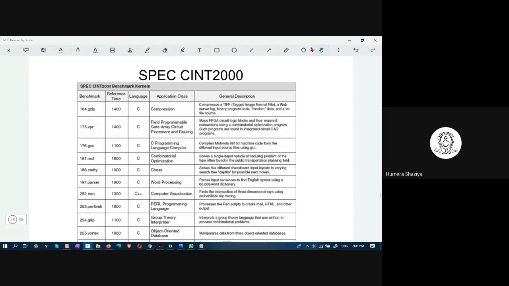Look here, this is SPEC CINT2000. What is the benchmark? 164.gzip. The reference time is 1400. And what is the language? The code was written in C language. And what is the task purpose of this? It is compression. And the description is it compresses a TIFF, a web server log, binary program code, random data, and a tar file source. These are the different types of files that can be compressed using this, and this is the benchmark for compression. Suppose you are doing compression, you write a compression code in C language to perform all these tasks, then you can compare yours with this. This is the benchmark for that.